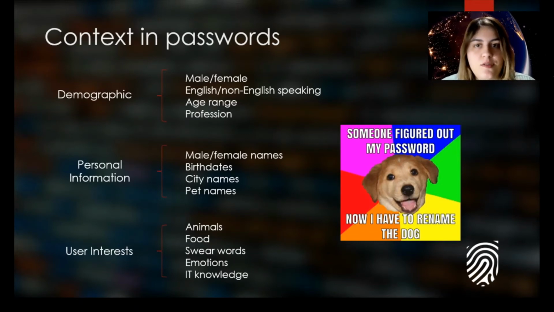Demographic factors, like whether someone is male or female, whether they're English or non-English speaking, what their age is, and their profession, play an important role in password selection. For example, one study of Chinese-speaking users showed that about 50% of them use only numbers in their password. Users also tend to include familiar models in their passwords, personal information such as male and female names, birth dates, city names, and pet names. This is why one of the most popular categories was a male or female name followed by a number. Users also use their own interests like animals, food, and emotions when they create their passwords.